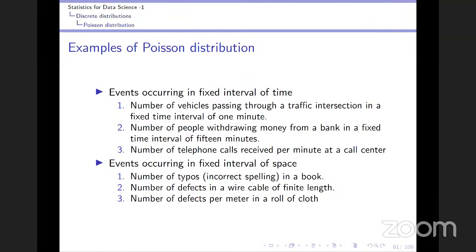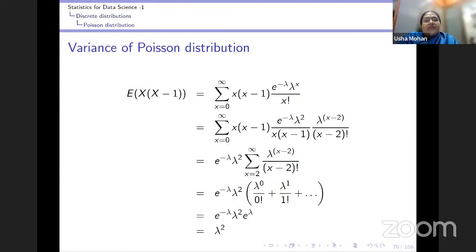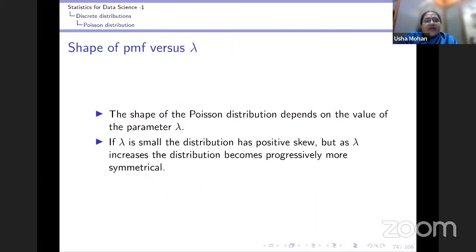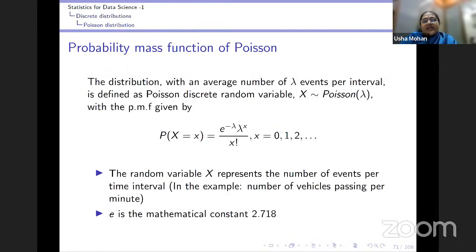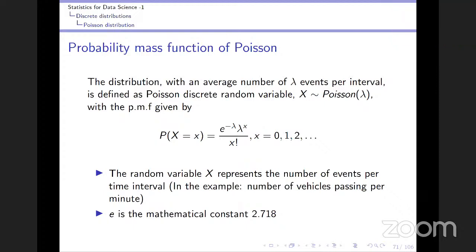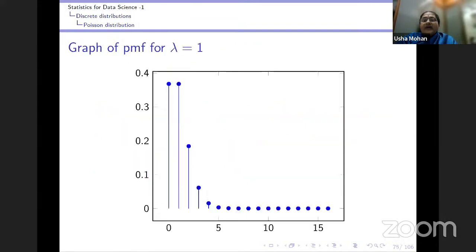So I need to just find my lambda. Once I know my lambda, I plug in that value of lambda, okay, here, probability x equal to 5. All I need to know is what is lambda, right? Once I find that lambda, I can plug it in.